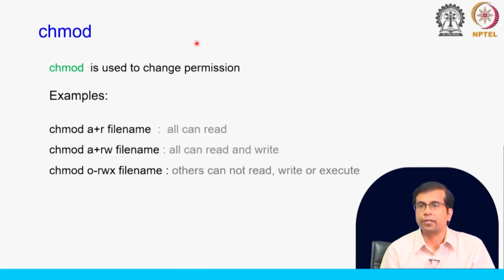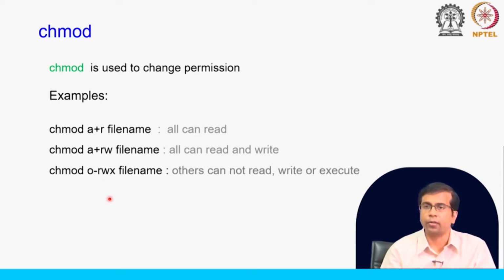So, we have chmod a plus r file name. You are changing this permission for a, which means all, and plus r means everyone can read. You are changing this for a specific file name. You can also, for example, say a plus rw, so you are giving read and write permission to everyone. And then the third example, chmod o minus rwx file name. So, others cannot read, write or execute. You are taking away permission.